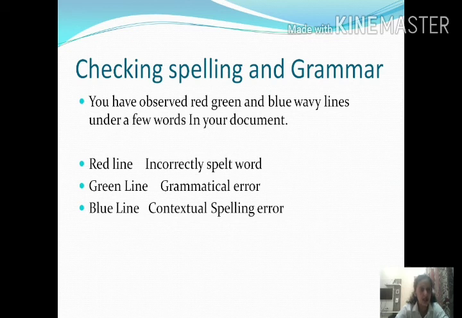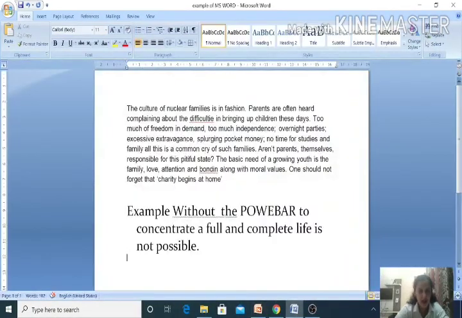If you have written any wrong spelling, then a red line will be there, and if any grammatical error is there, then a green line will be there, and if any contextual spelling error is there, then a blue line will be there in MS Word. As you can see in the example, I have taken one document here where I have written a paragraph. You can see this paragraph. If I have written wrong spelling, then it is appearing with a red line, and if I correct it, the red line will be gone.